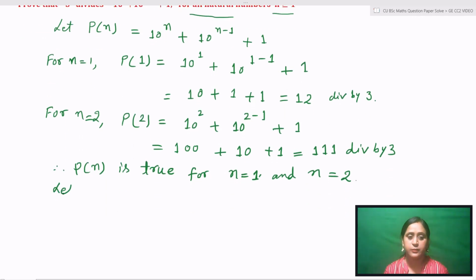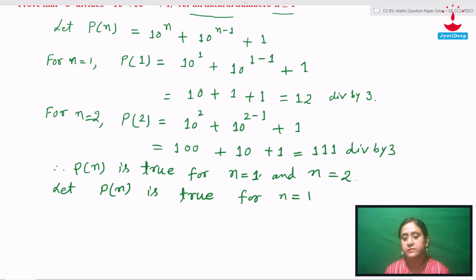Let Pn is true for n is equals to k. So Pk is equals to 10 to the power k plus 10 to the power k minus 1 plus 1. Okay.